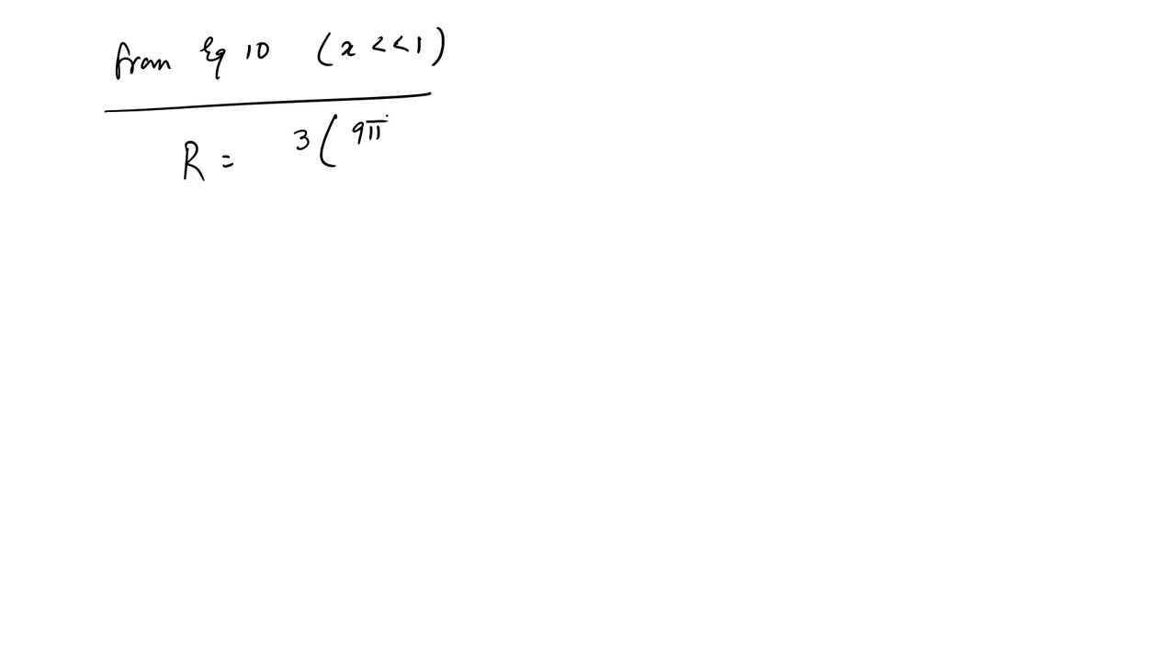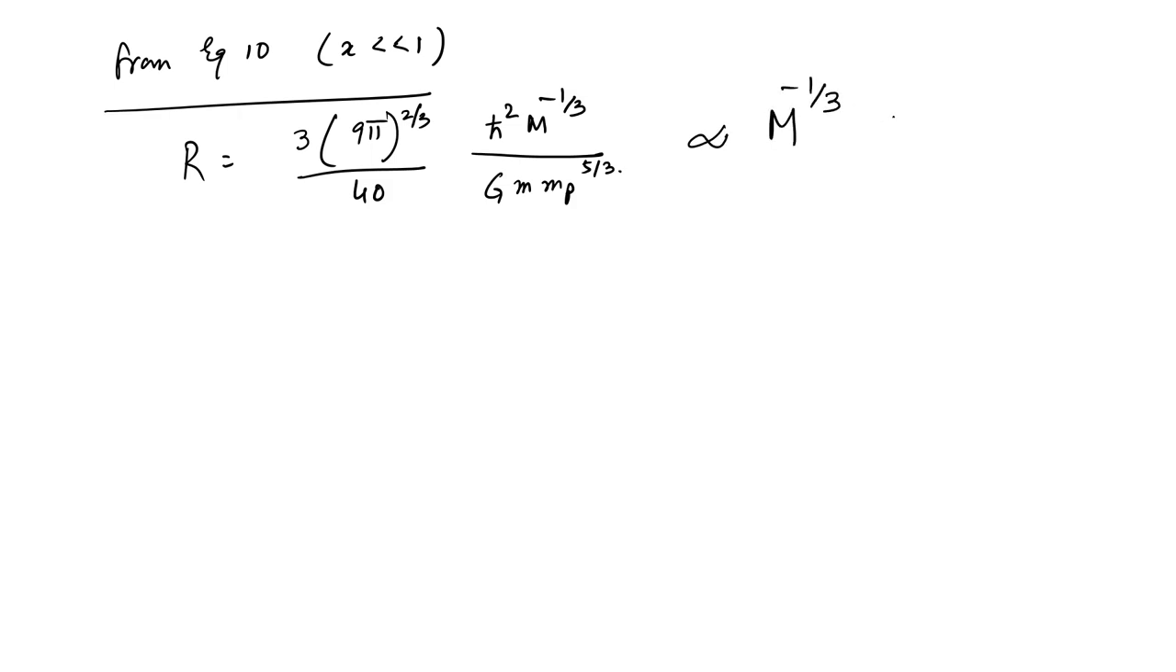And what we get is that from equation 10, in the limit of x much, much smaller than 1, one gets r to be equal to (9 pi)^(2/3) over 40, times h-cross square, m to the power minus 1 third, and (G m mp) whole to the power 5 by 3, and this actually goes as m to the power minus 1 by 3, m is the mass of the star.